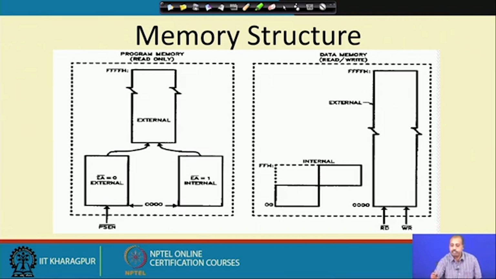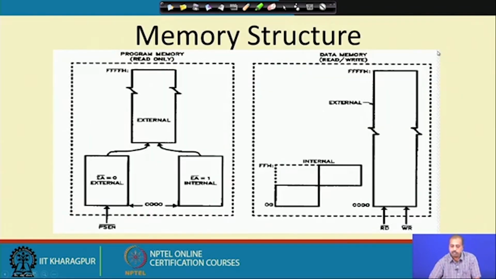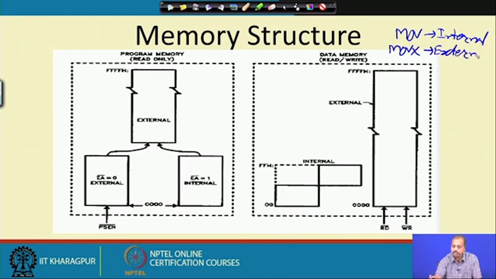So, we will see that there are two data movement instructions, one is MOV and the other is MOVX. Okay. So, MOV is for internal access, and there is the MOVX instruction that we have seen. MOVX is for external. So, if you are using MOVX, then it will be using the external memory. If you are using MOV, it will be using the internal memory. So, that is the 8051 policy.